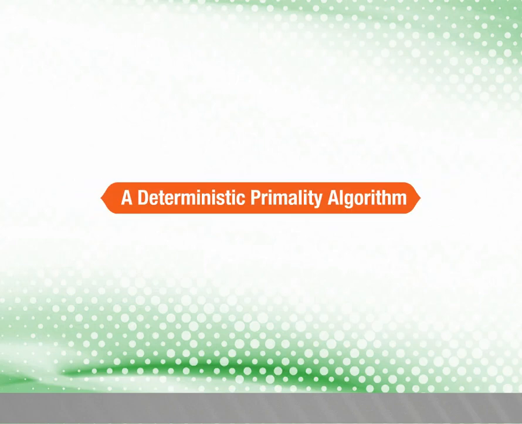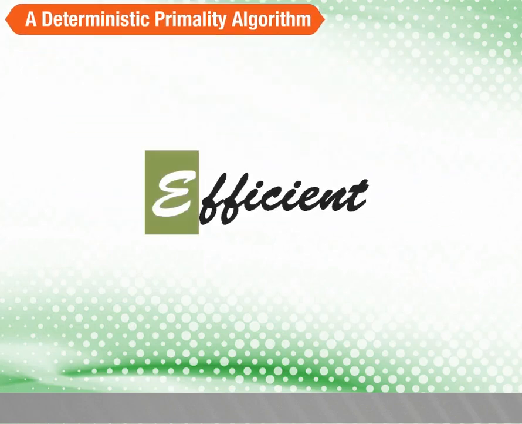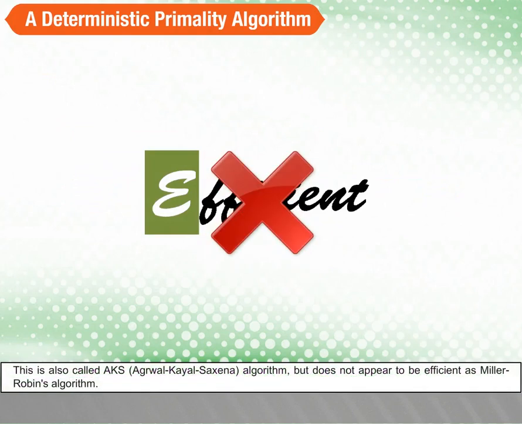A deterministic primality algorithm is also called the AKS, Agrawal-Kayal-Saxena, algorithm, but it does not appear to be as efficient as the Miller-Rabin algorithm.